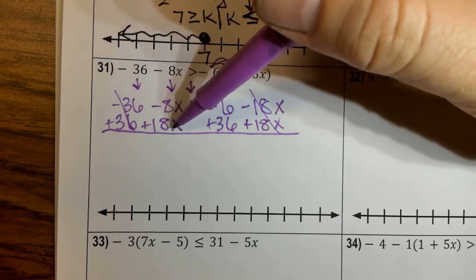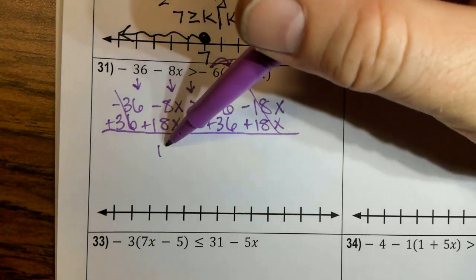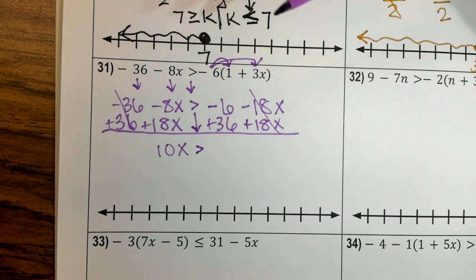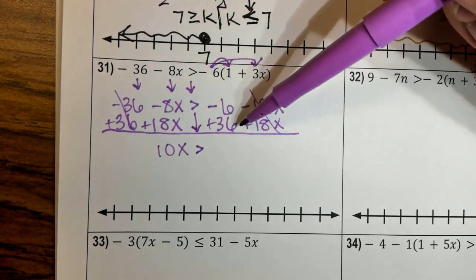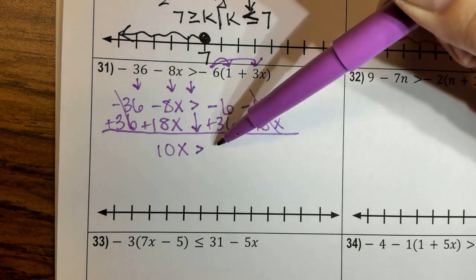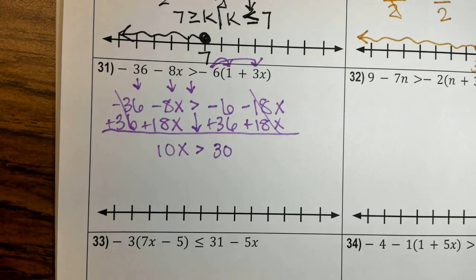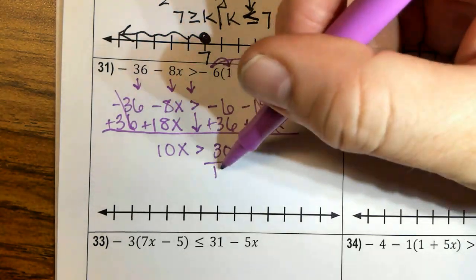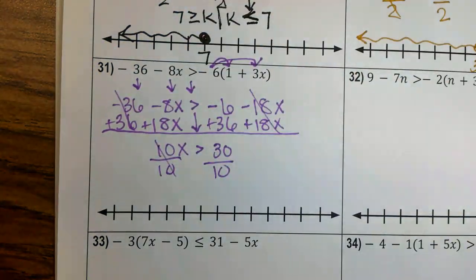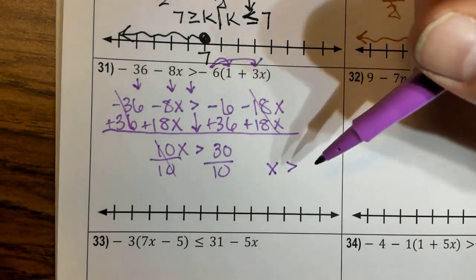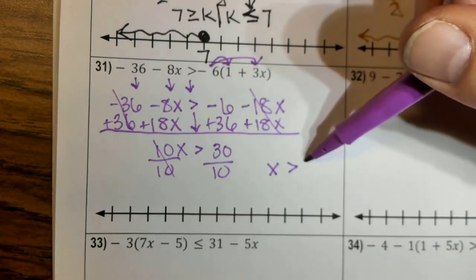All right, so I have 18x minus 8x gives me 10x. My symbol inequality didn't change. Then I have 36 minus 6 is 30. And everything else we crossed off because we moved it. And then my last step is divide. All right, so I get x greater than 30 divided by 10 is 3.